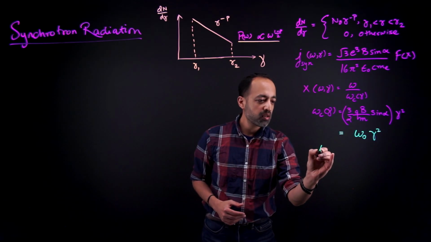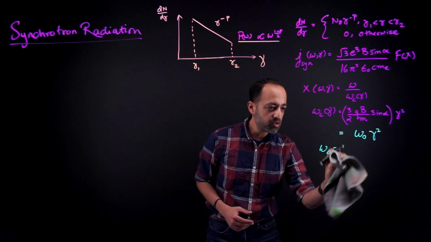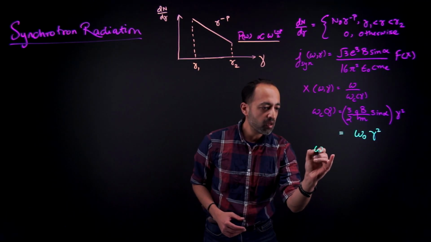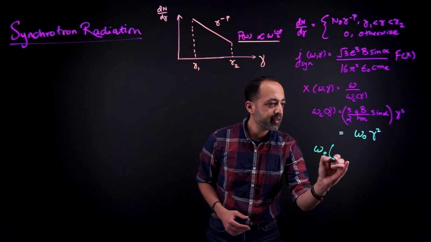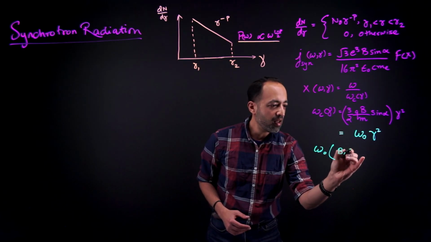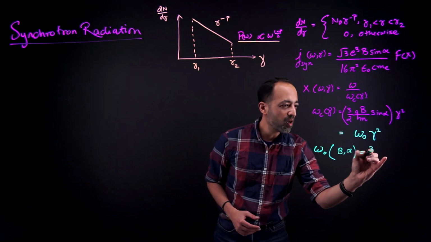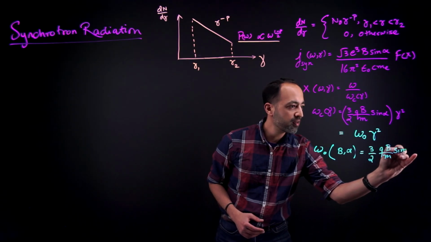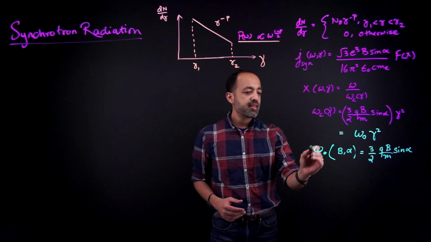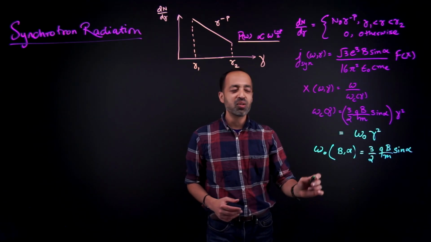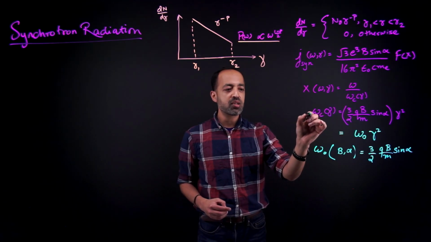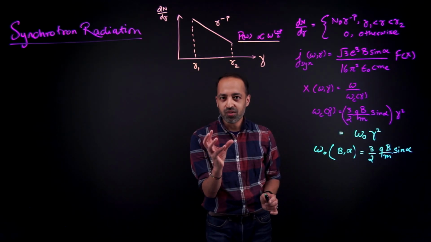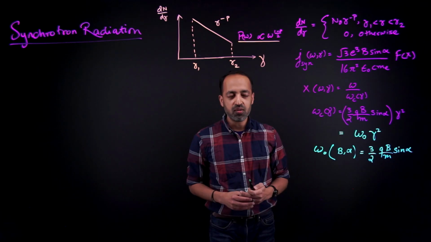And so this omega naught, I'm going to define, and let's also write down explicitly what it depends on. So omega naught of b and alpha is going to be 3/2 qb over m sine alpha. So this is just a convenience expression that we're going to use because we're going to be interested in the relationship between omega c and gamma, which is of course just gamma squared, and this omega naught is just the dimensional part of that frequency that we're just going to carry around as we go through things.